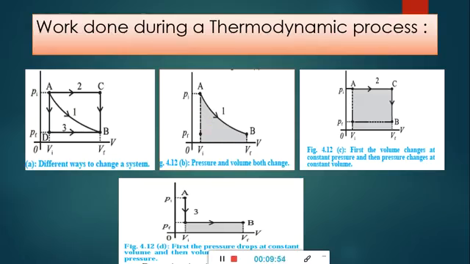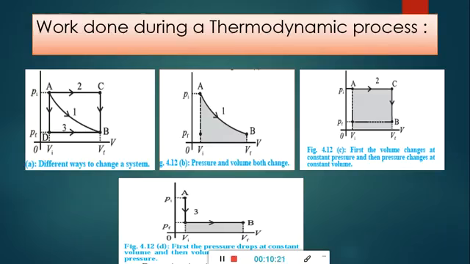Now if we take path 1, when the system changes from point A to point B, there is a change in both its pressure and volume. The pressure decreases while the volume increases. In this case, the initial volume VI changes, the volume increases, and at the same time the pressure is decreasing.